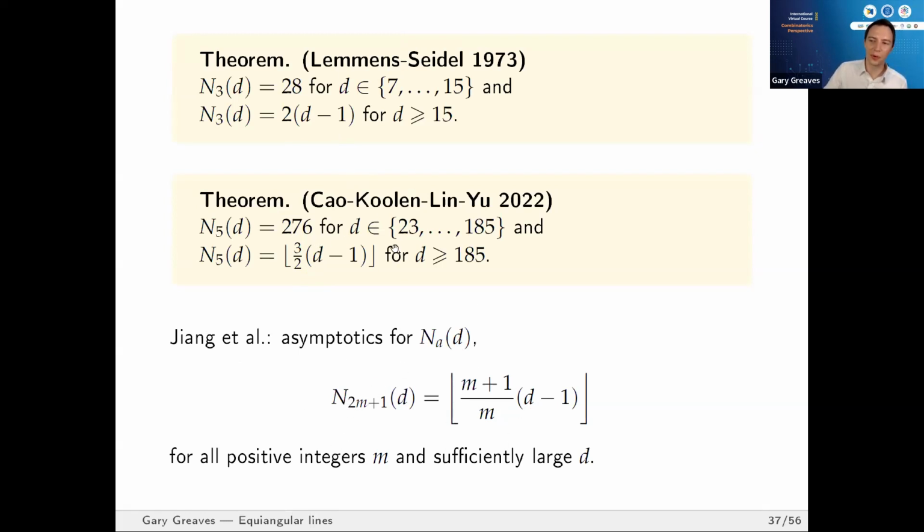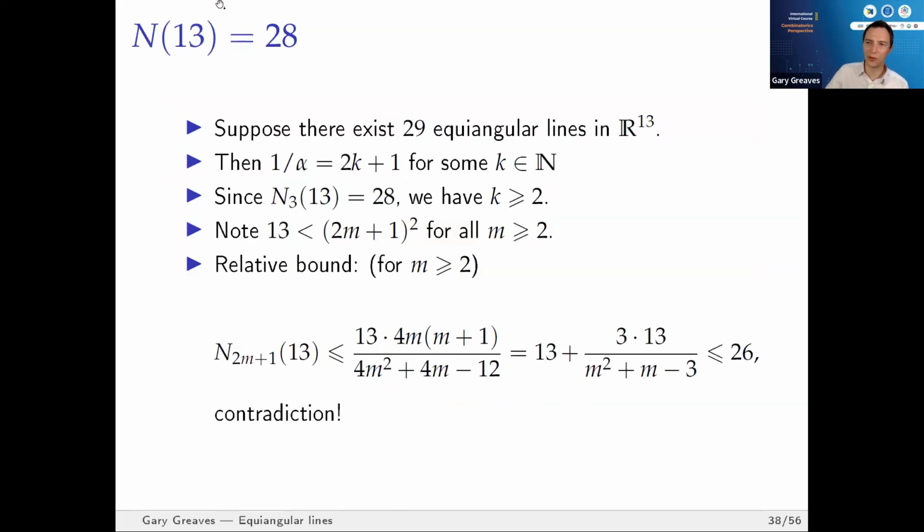So we know the asymptotics, but what we want to know is the critical range of when you should stop considering particular odd numbers for your 1/alpha. We can see how to apply these results by working out n of 13. To show that n of 13 is 28, we know that we can get 28 lines in dimension 7, and that also fits in dimension 13. So we just want to show we can't get 29 lines.